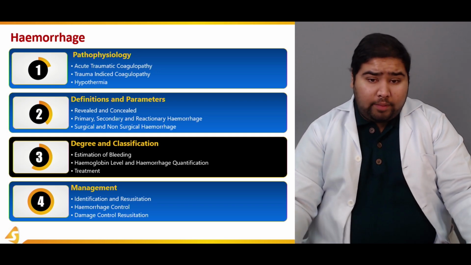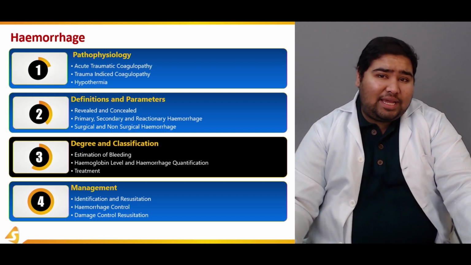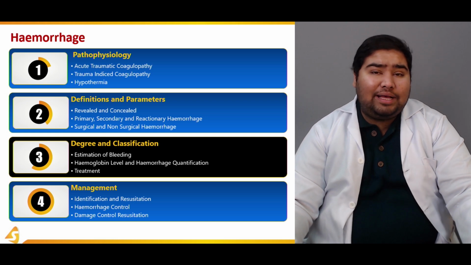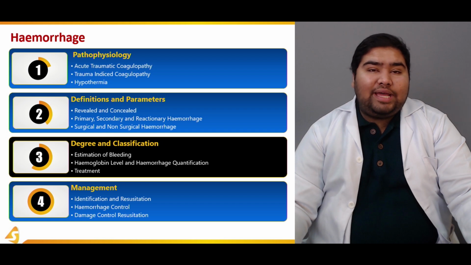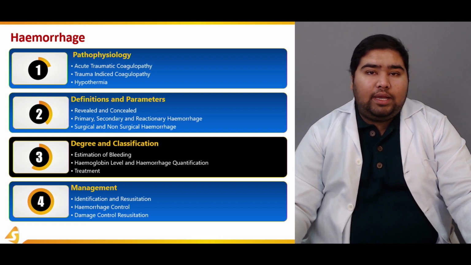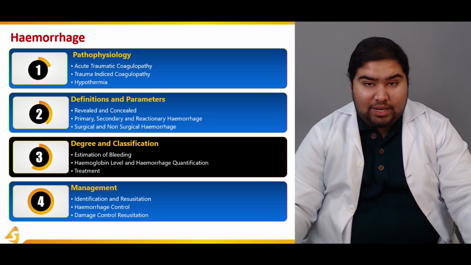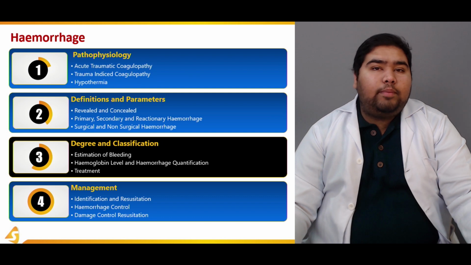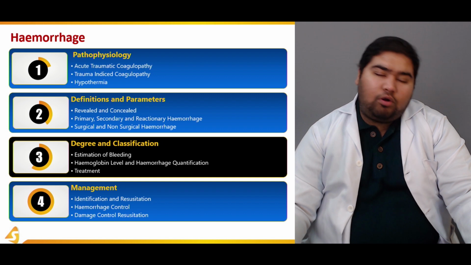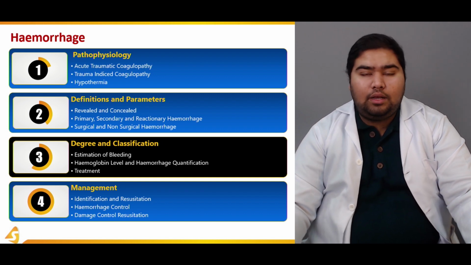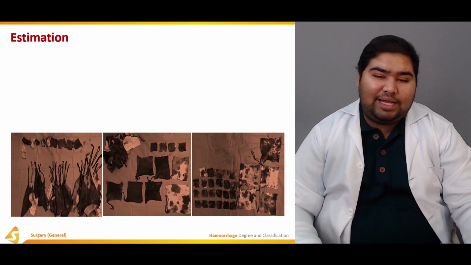like. We'll talk about the estimation of bleeding. We'll see what the various factors are that need to be taken into account and how we can estimate the bleeding that is occurring. We'll talk about the HB levels, the hemoglobin levels, very important, talked about very commonly by the layman as well. And we'll talk about the hemorrhage quantification by HB level. And finally, we'll talk of the treatment of hemorrhage in a little while. So let's get into estimation and see how that occurs.